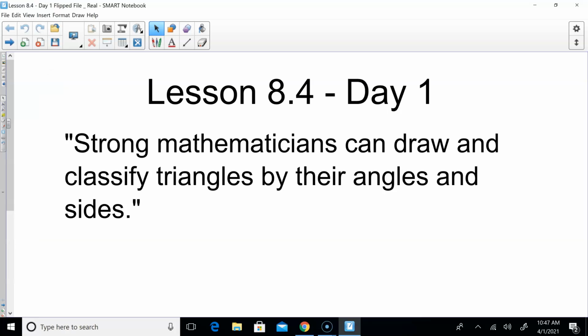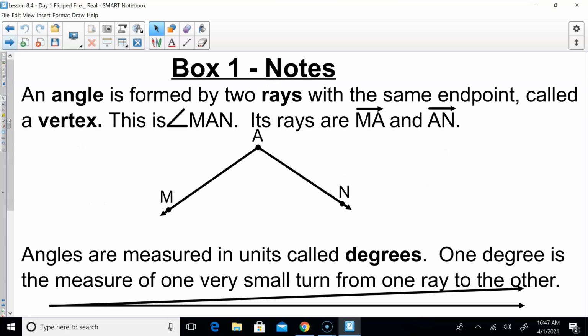Welcome, class, to Lesson 8-4, Day 1. Today, strong mathematicians can draw and classify triangles by their angles and sides. You can take out your notebook, your pencil, write down today's date and the lesson, and let's get started.